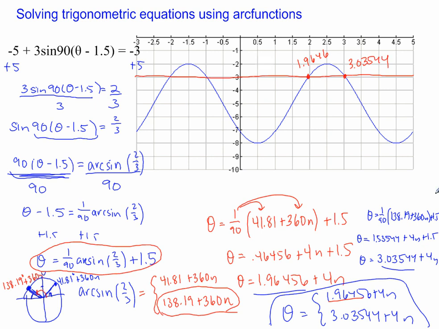Looking at this graph, where does 4 come from? 4 is the period of this graph. I didn't make it clear what this graph is. I'm graphing y equals the left-hand side of this function, and I'm looking for where that function is equal to -3. The period of that is 4, so it makes sense that this point 4 units ago would give me this solution here. This is 1.9646 minus 4, and this point here is 3.03544 minus 4.